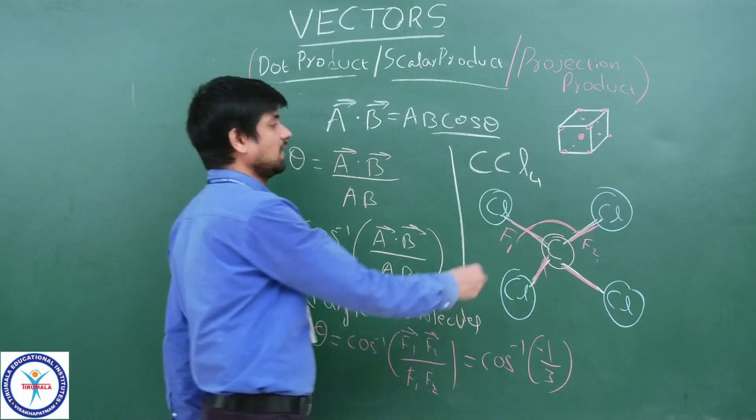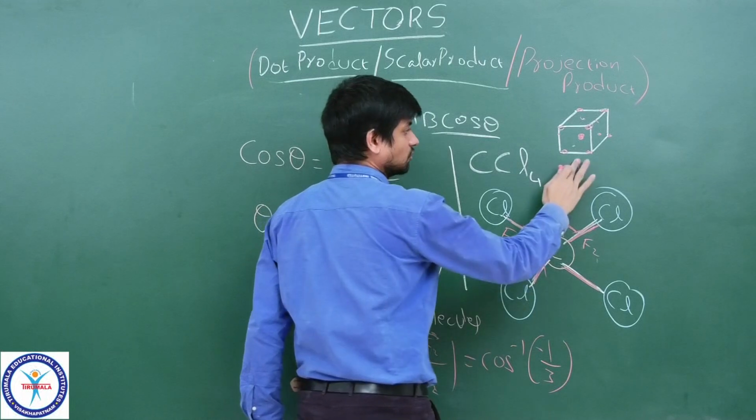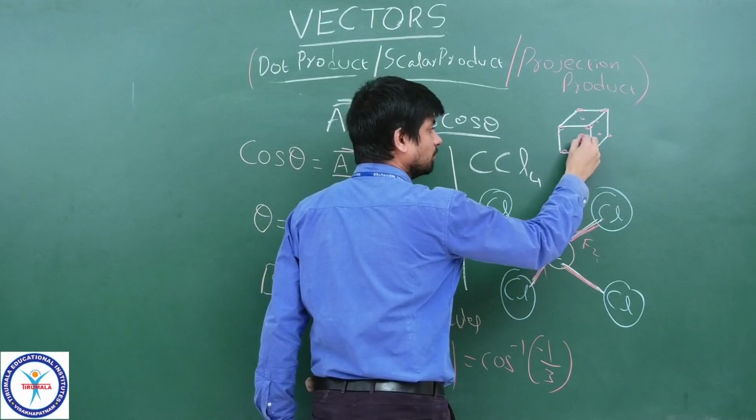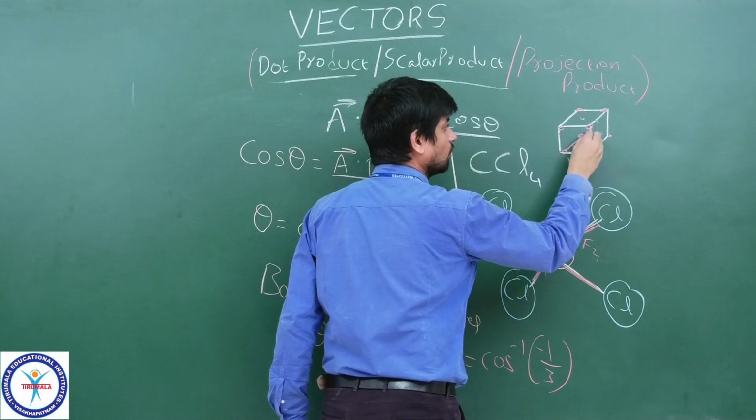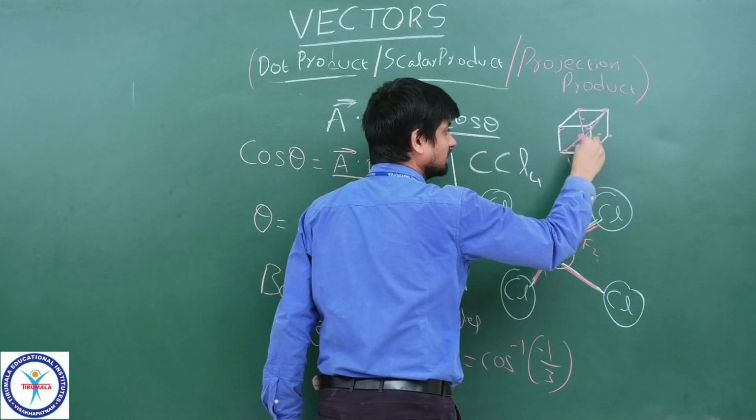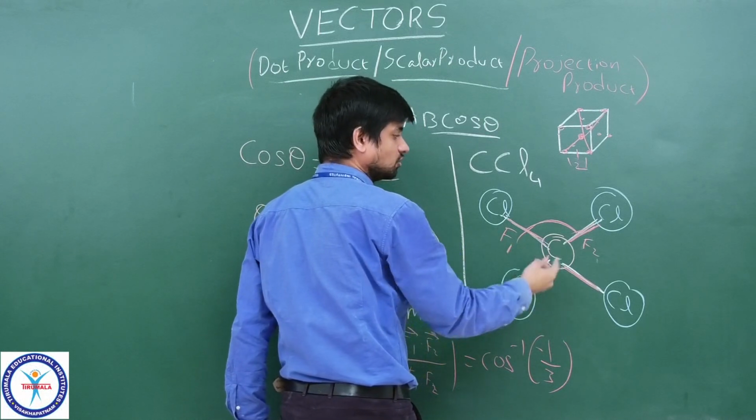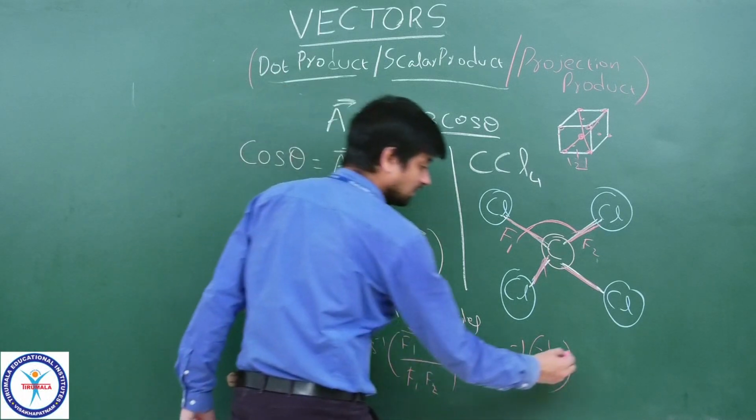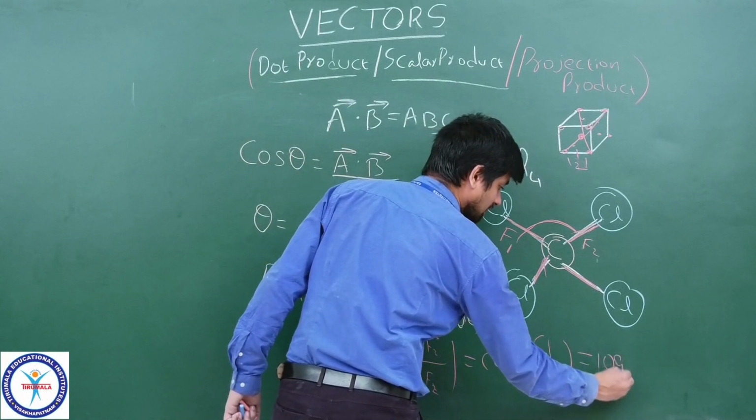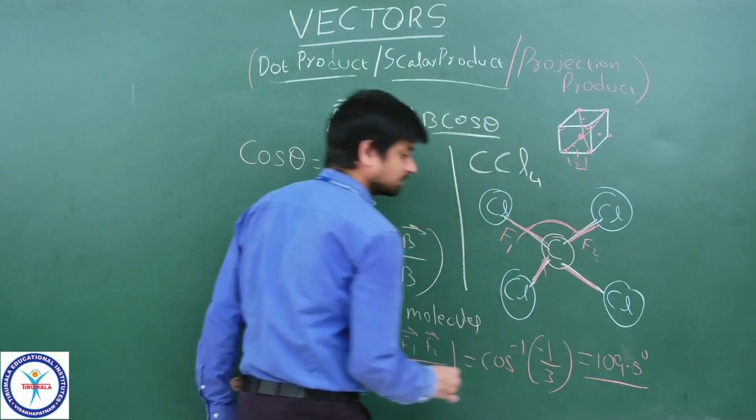That means, children, if you take this length as 2, then the middle one is 1 in this way. So they are connected diagonally. If you want to know that one, the answer will be cos inverse of minus 1 by 3. So you will get 109 degrees, 109.5 degrees.